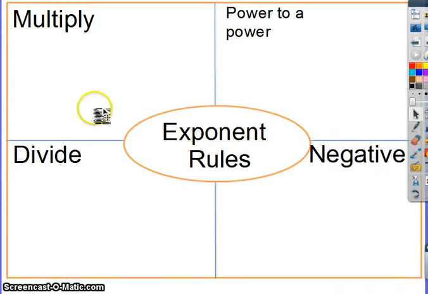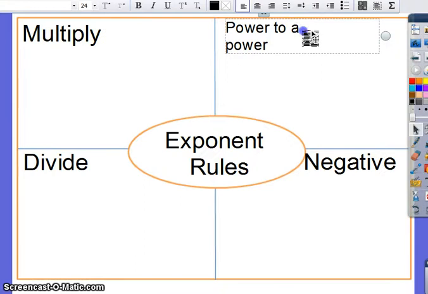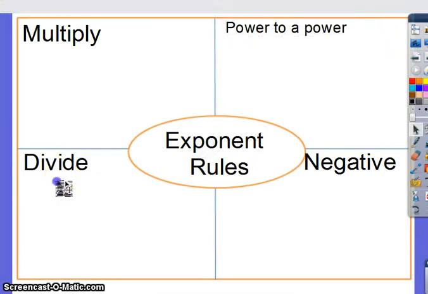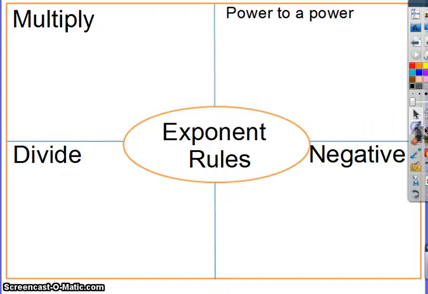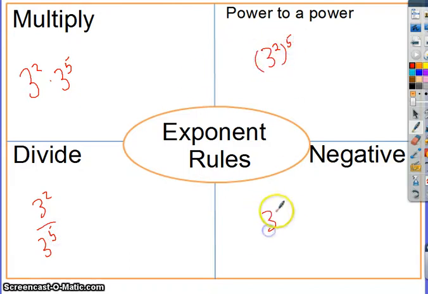So if you would please, I would like you to put exponent rules in the middle, because these are all the rules of exponents. There is the multiply rule, there's the power to a power rule, there's the negative power rule, and there's the division rule. Alright, and then let's define each one of those rules. So I'm going to give an example, 3 to the second times 3 to the fifth, 3 to the second divided by 3 to the fifth, 3 to the second to the fifth, and 3 to the negative second. So each one of these I'm going to give you your example.